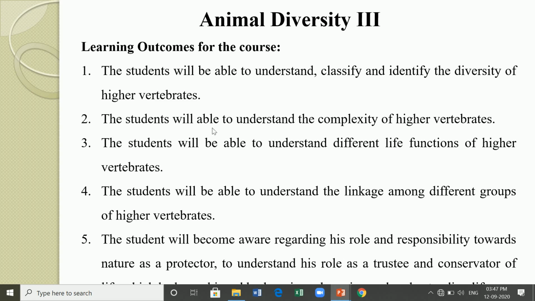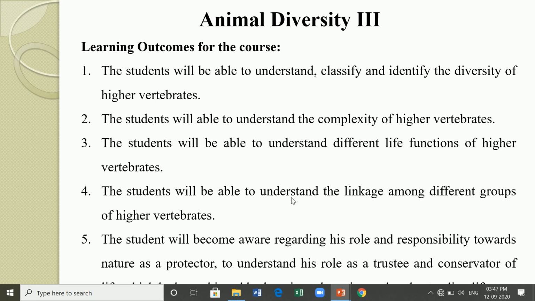Then the student will be able to understand the complexity of higher vertebrates. Obviously, as you go to the higher organisms, the complexity in their body can be observed. After learning the complete subject, you will be able to understand that complexity. Then the third outcome is the student will be able to understand the different life functions of the higher vertebrates, how the life functions work through the different systems.